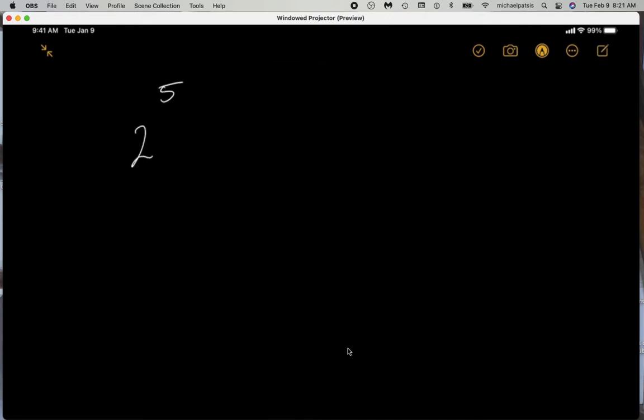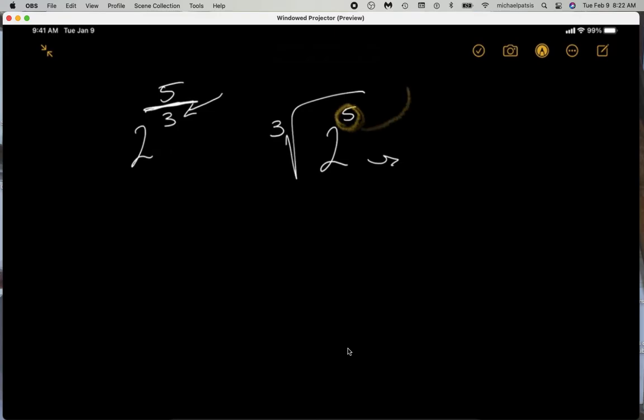2 to the 5/3. Okay, you look at the denominator. It's underground. Roots are underground. Therefore, that becomes the root. There's your base. Here's your exponent. You can leave it as is, or you take this exponent, you flip it way out here, and you put parentheses around everything, and there's your exponent.